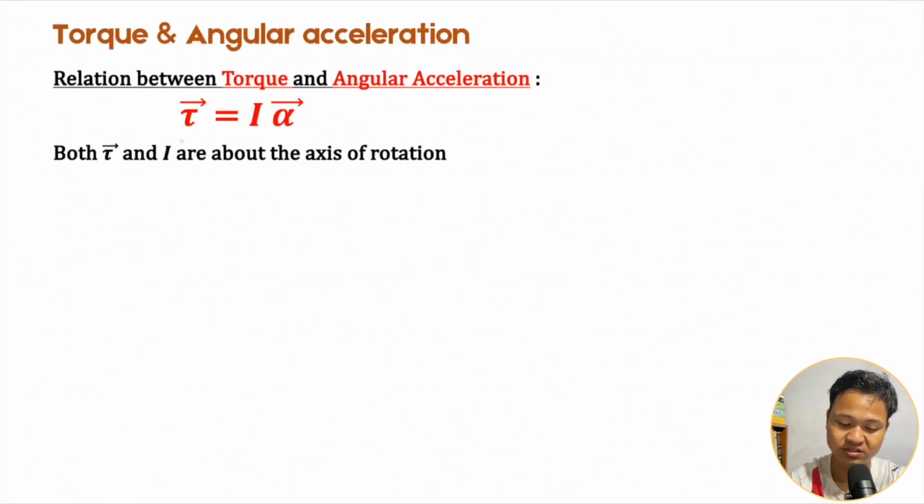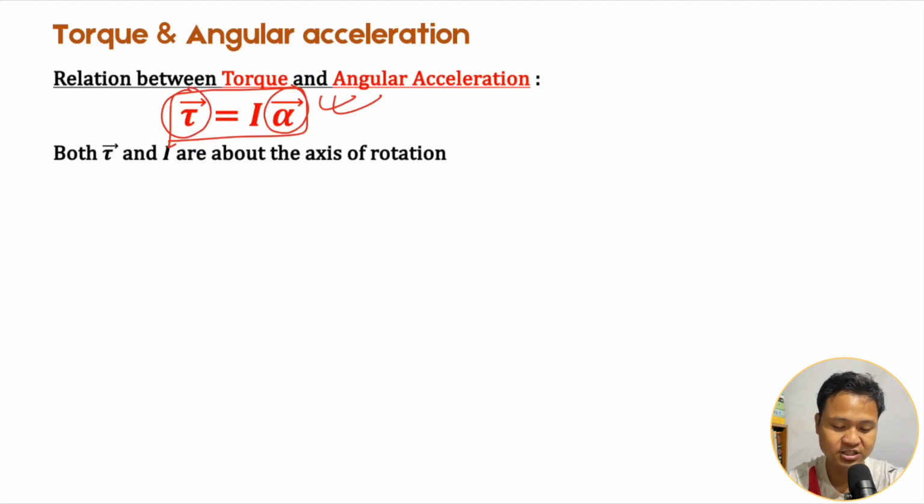While solving questions, this is important: angular acceleration and torque are axial vectors. So they are going to be measured about the axis of rotation. Remember, angular acceleration and torque are taken with respect to the axis of rotation, and their direction is always along the axis of rotation. They are axial vectors. So no theory, just remember the formula.